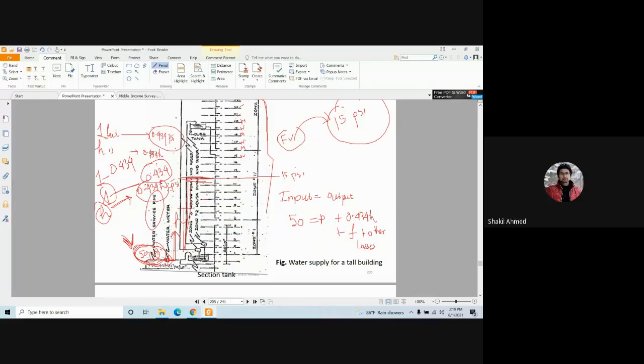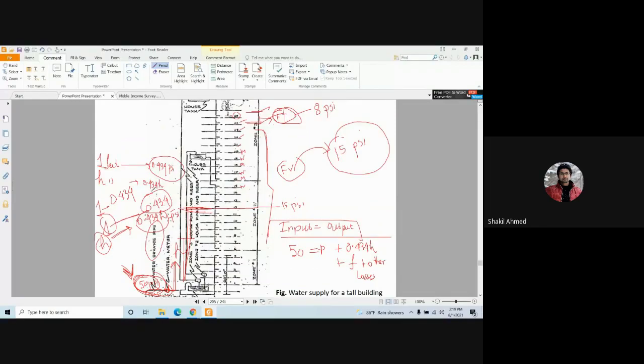Okay. So input has to be output. So in case of an upfit system, your input is this and output is equal to minimum fixture pressure. Remember, this is minimum fixture pressure, plus 0.434 into H, plus f. H is what, guys? H is the height of the topmost fixture.